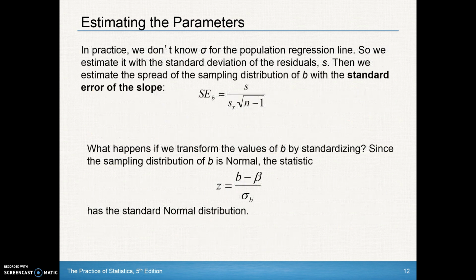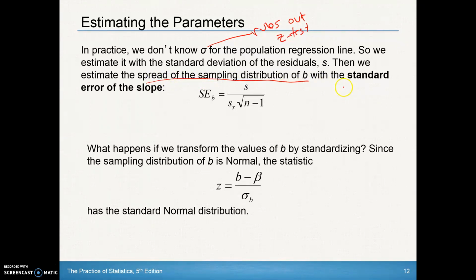In practice, we don't know sigma for the population regression line. So that kind of rules out any kind of a z test, because we don't know what that population sigma is. So we estimate it with the standard deviation of the residuals, S. Then we estimate the spread of the sampling distribution of b with the standard error of the slope. So we're looking at all those different slopes that we got.